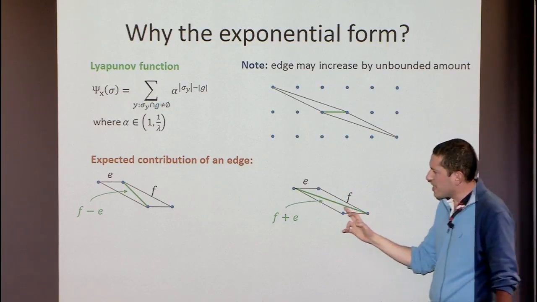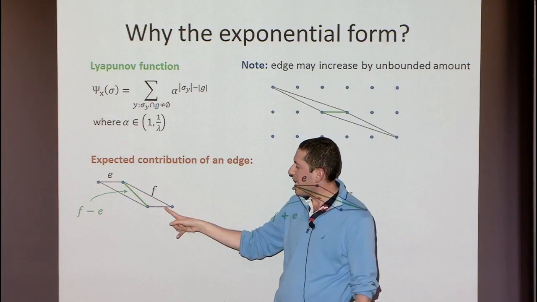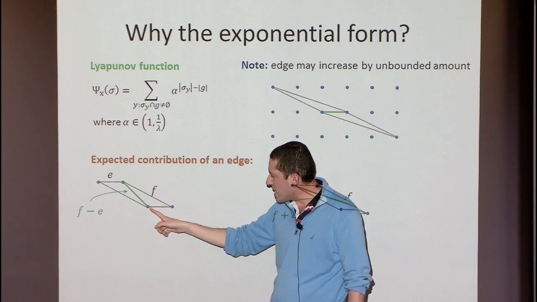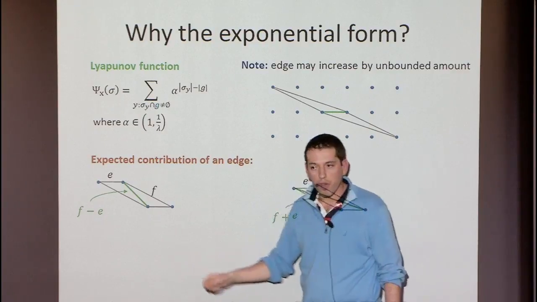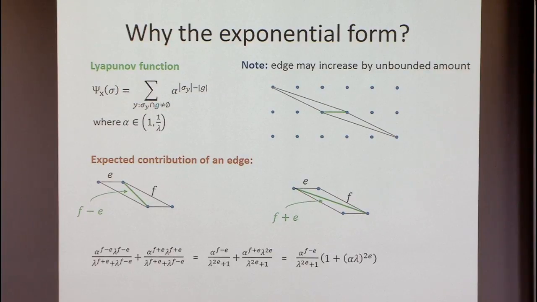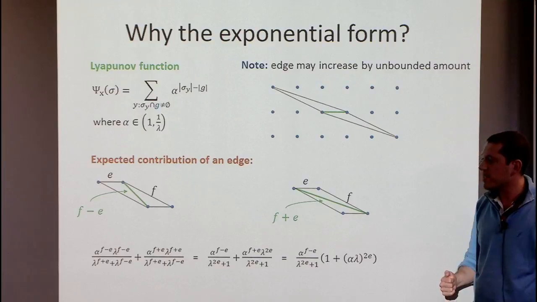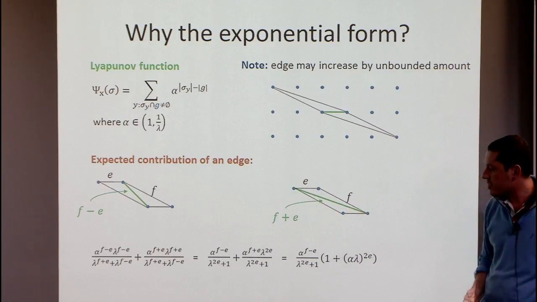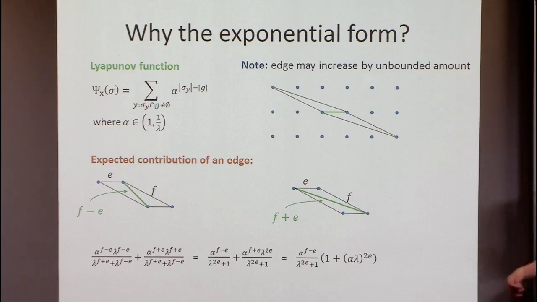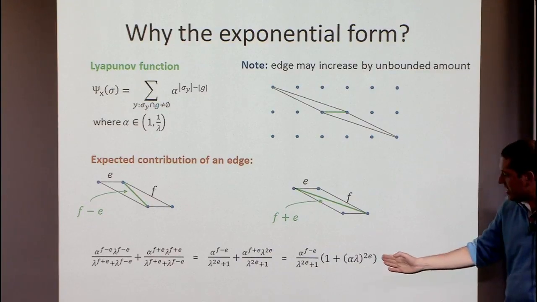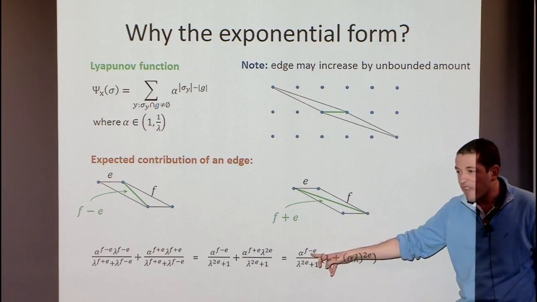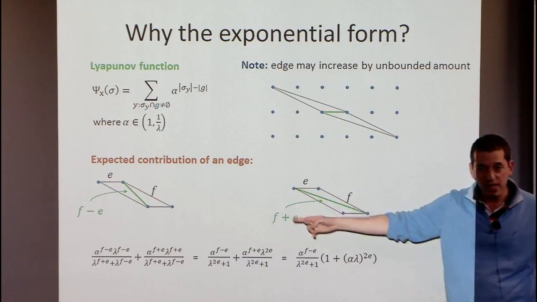The important thing is that if E and F are the lengths of the edges of the parallelogram surrounding the green edge, then the size of this edge is exactly F minus E in L1 norm. And if you flip it, it becomes F plus E. So if you write down the expected value of the edge, you get alpha to the F minus E times the probability that you don't flip, plus alpha to the F plus E times the probability that you flip. If you factor out alpha to the F minus E, which is just the value of the edge you had before the flip, you get the following.